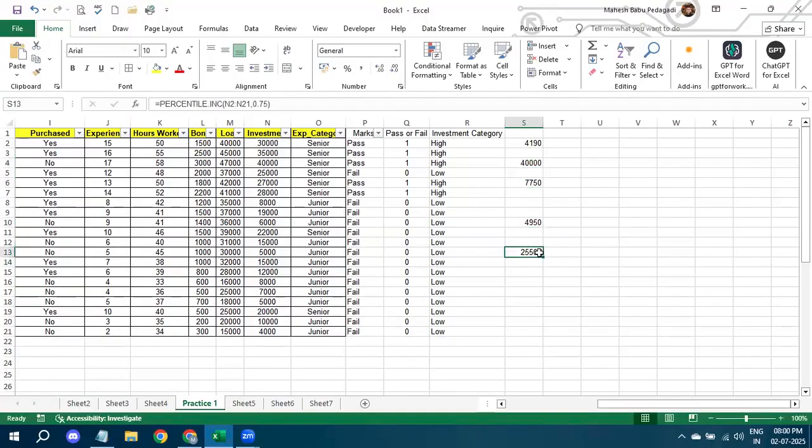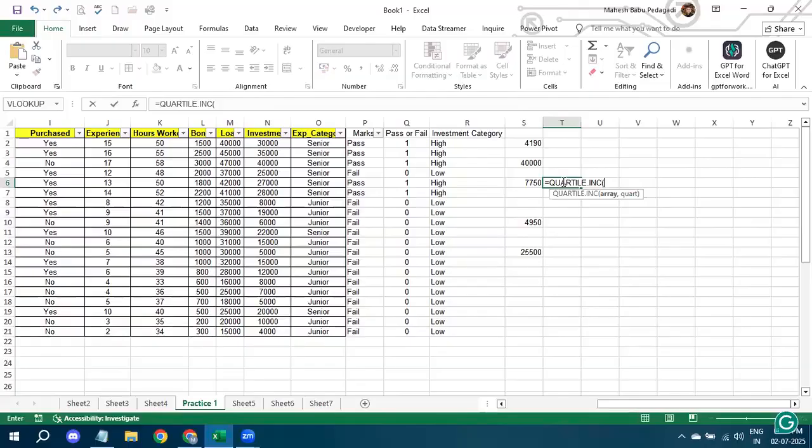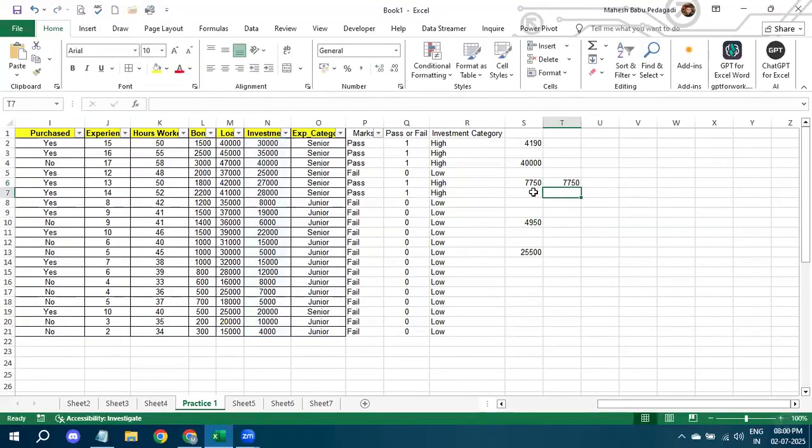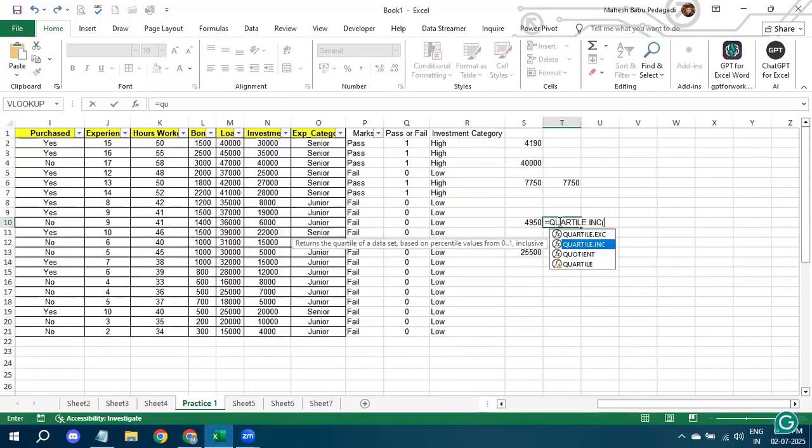Clear? Yes, sir. Thank you. So Mahesh, will my quartile function also be doing the same for Q1, Q2, and Q3? Yes, it will be the same. Quartile, include the entire range of data, comma 1 is for the first quartile, that is the 25th percentile value. Equal to quartile, include the entire range of data, comma 2, which is the 50th percentile.